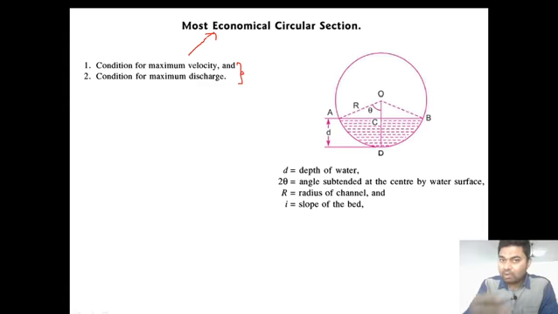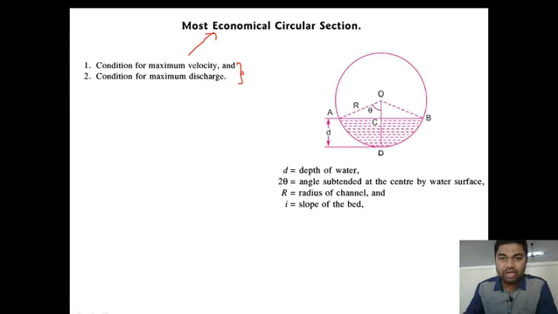But this scenario was different for rectangular and trapezoidal channels. For those, we only considered wetted perimeter, but for the economical circular section, we are considering both maximum velocity as well as maximum discharge.